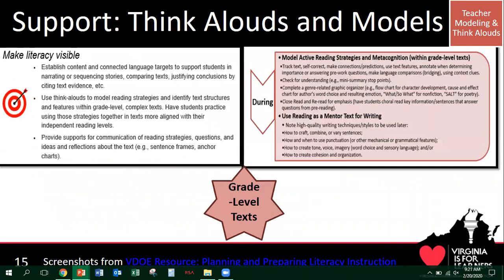Here are a couple of other screenshots. Again, I know this is small text. It's not meant for you to read necessarily right now, but to reference later.